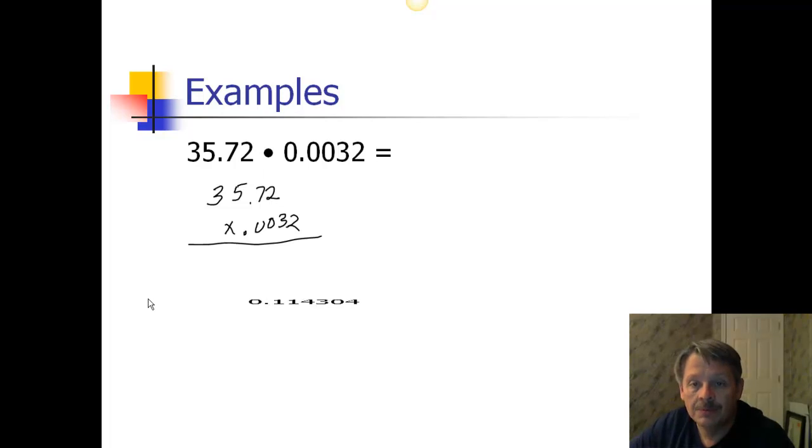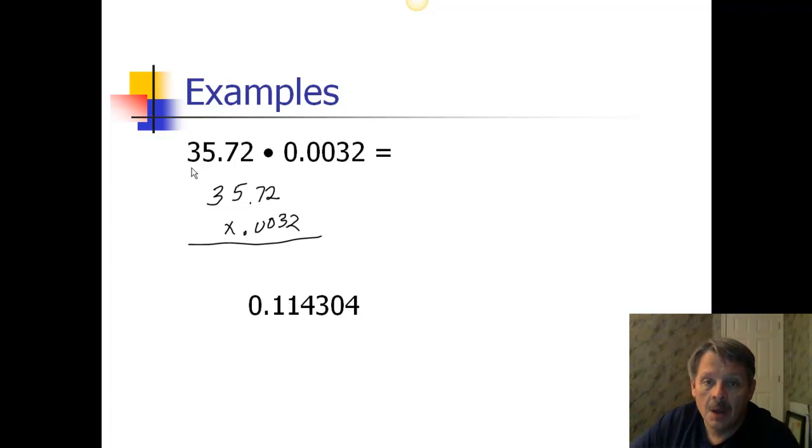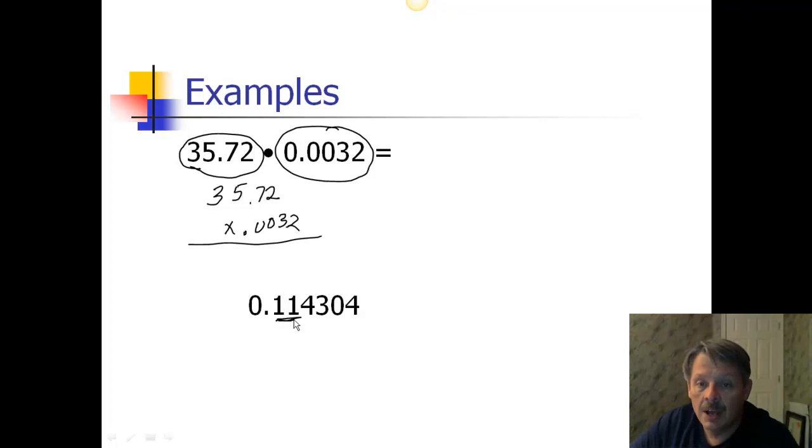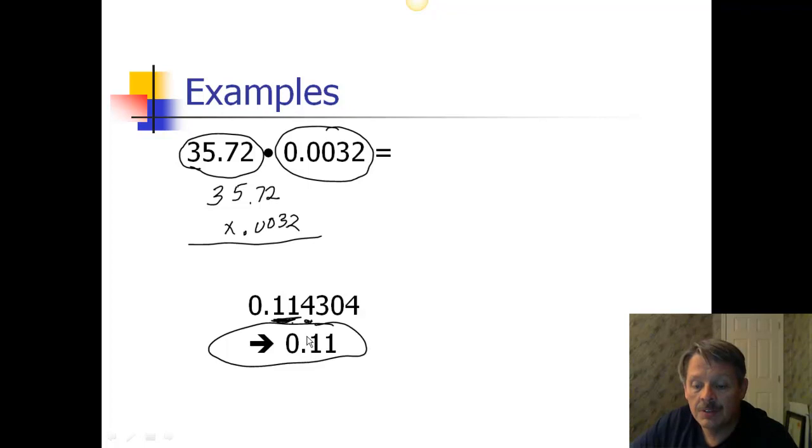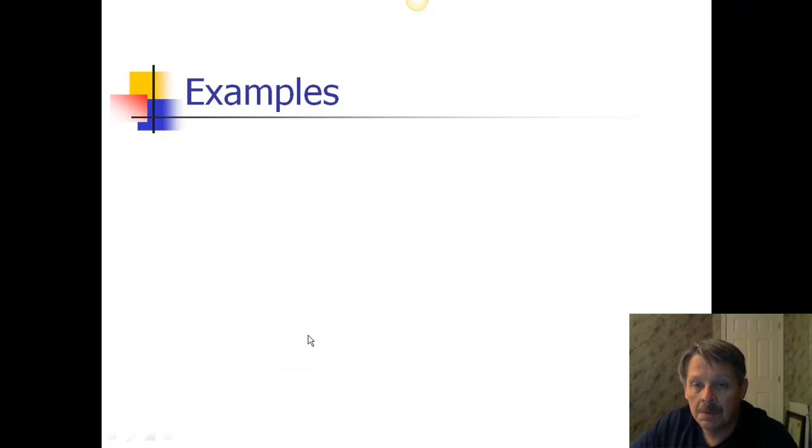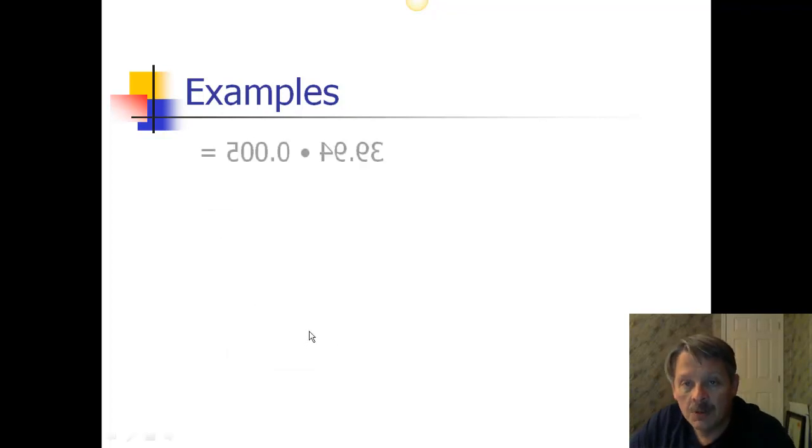0.114304. But up here, I look at this and I have 4 sig figs. Up here, I only have 2 sig figs. So my answer can only have 2 sig figs. And we look at our next digit, and that's a 4, and the 4 is less than a 5, so we're going to round down, so we're going to leave it at 0.11 as our final answer with 2 sig figs.